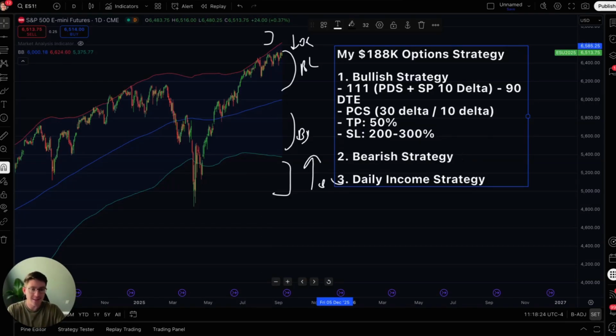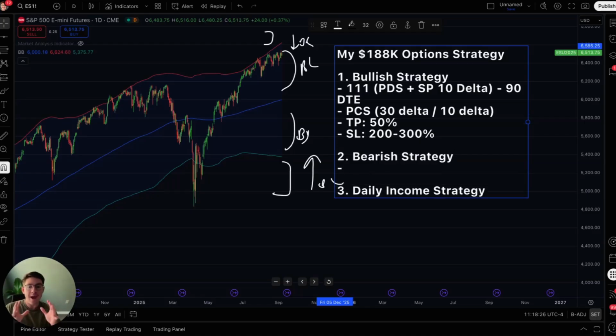Now, next is the bearish strategy, okay? The bearish strategy only runs when the market is above this zone or inside this zone because we only want to pair the right strategy with the right type of market. That's why a lot of traders lose, because they use the same strategy for every type of trend. Anyways, the bearish strategy is something simple, just a put debit spread, okay? You can do something even more simple, just like buying a put.